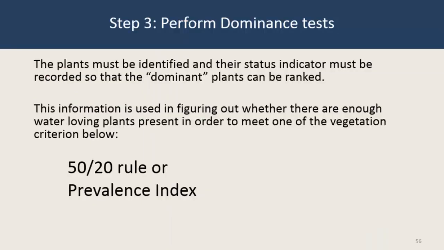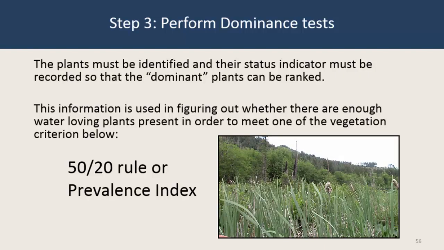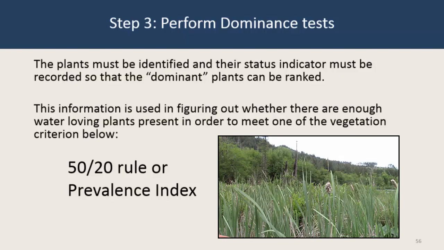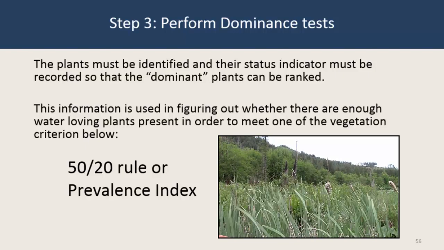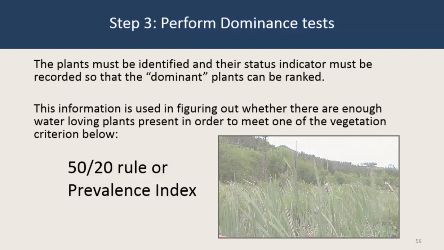Now that the plants are identified and their status indicators are known, doing some simple math based on statistical analysis methods is needed. Basically, to evaluate the plant community, you begin by looking at the most numerous plants in each of the 4 vegetation strata. Remember from before that woody vines are their own strata? Anyway, the 2 most common methods used are the 50-20 rule or the prevalence index.